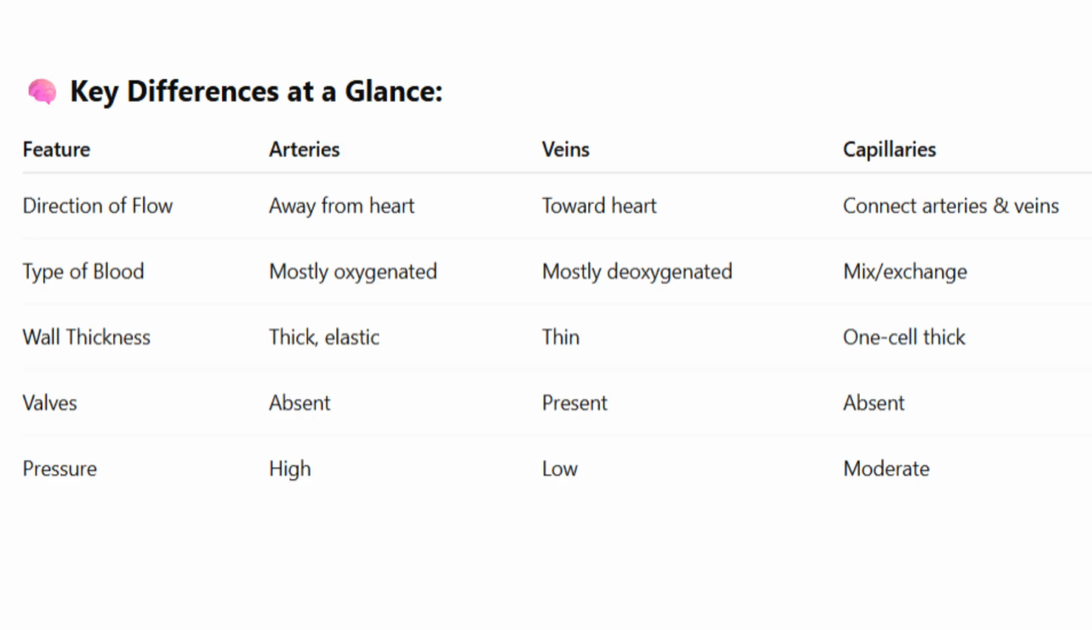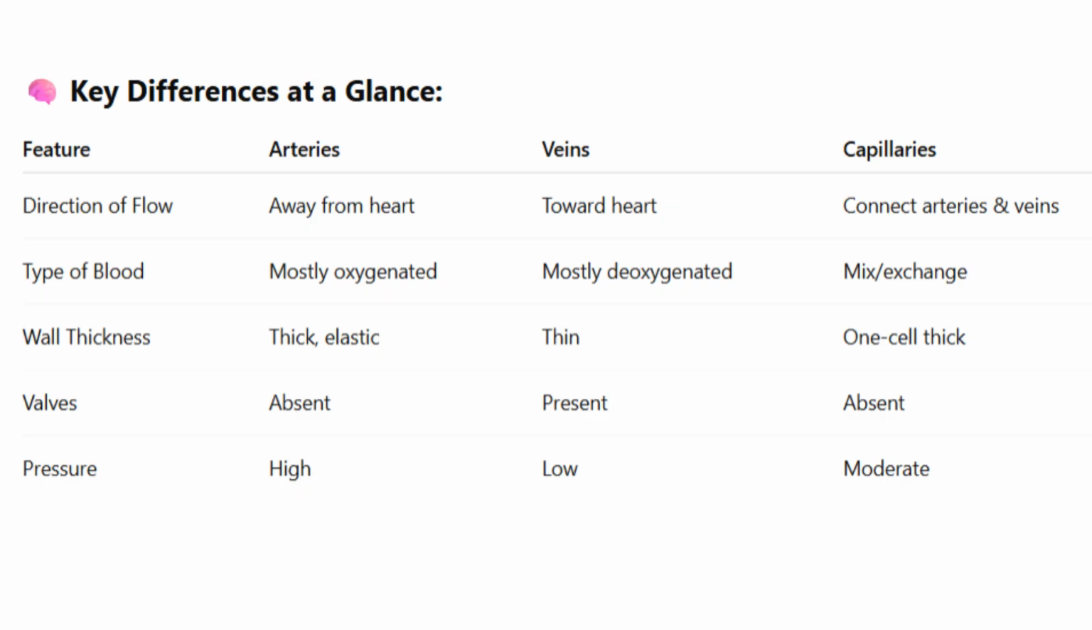3. Wall thickness. Arteries have thick and elastic walls to withstand high pressure. Veins have thin walls, as the pressure is much lower. Capillaries have walls that are only 1 cell thick to allow easy exchange of substances.